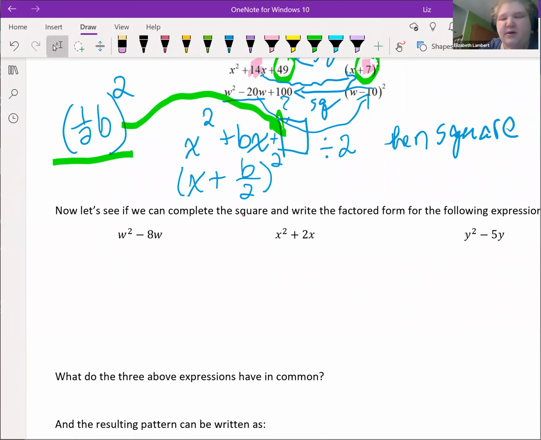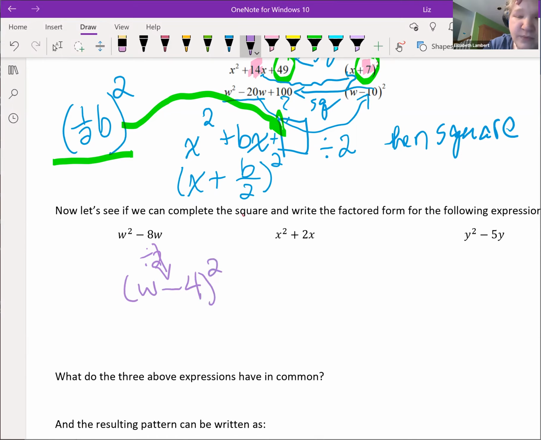So same thing down here. W squared minus 8w. So the first step is divide by 2, figure out that factored form. So it is w, negative 8 divided by 2 is negative 4, or minus 4. So there's our factored form. And then to figure out what we would have to see here, the number that completes the square is negative 4 squared, which is always positive, and in this case it is a positive 16.